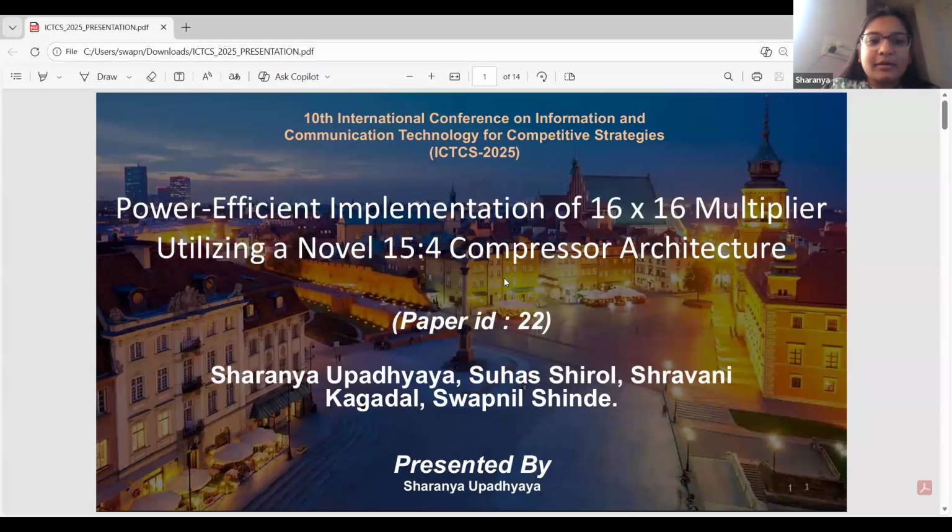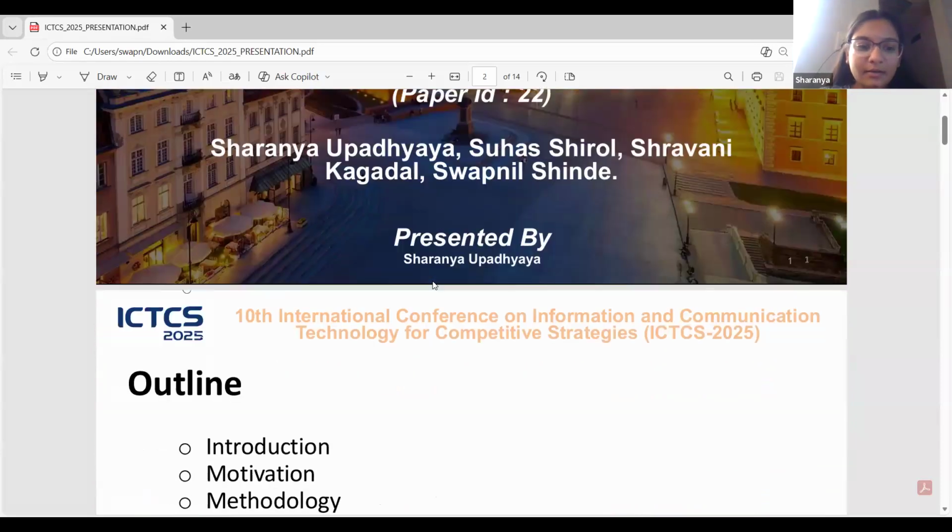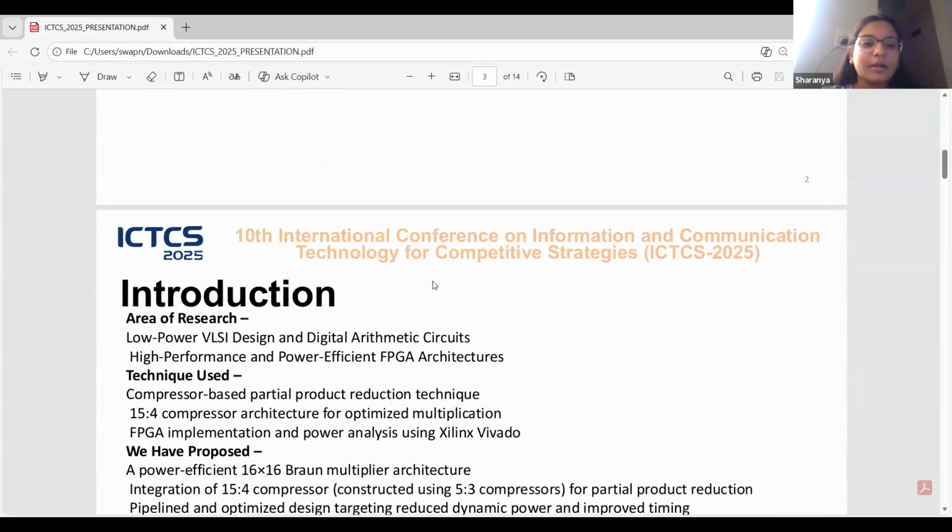Good afternoon, everyone. I'm Sharanya Upadhyaya. We are from KLE Technological University, Hubli, Karnataka. So this is our project named Power Efficient Implementation of 16 cross 16 multiplier using 15 down to 4 compressor architecture. Then let's go to the introduction.